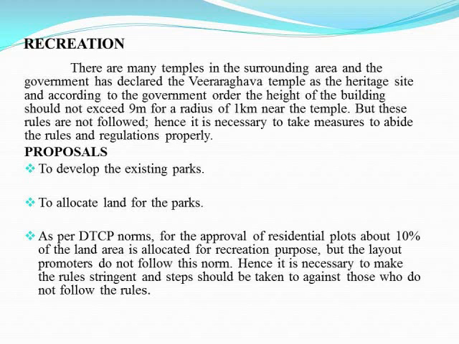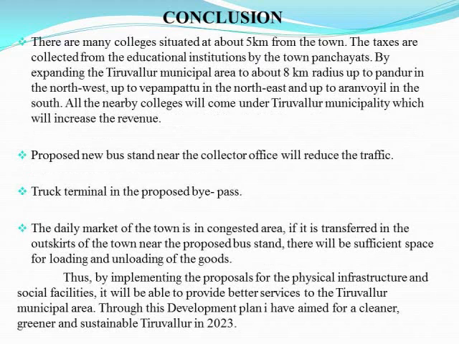And the proposals are to develop the existing parks and to allocate land for parks as per DTCP norms. For the approval of residential plots, about 10% of the land area is allocated for recreation purposes, but the layout promoters do not follow this norm. Hence, necessary rules should be made against those who do not follow them.